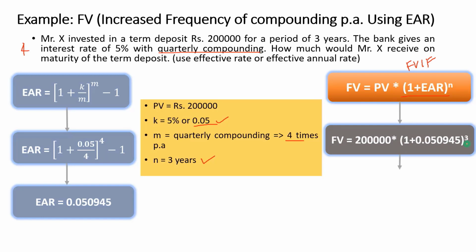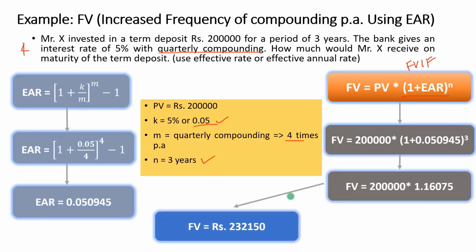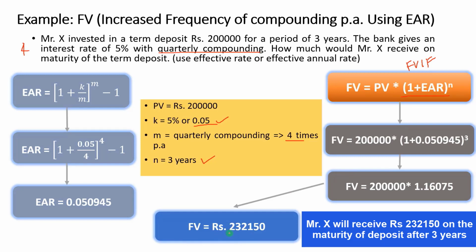Then calculation as follows. Then future value is 2,32,150. The future value of 2 lakhs in this case is 2,32,150. Hope it is clear how to use the effective annual rate in estimating the future value of a cash flow in the case of multiple compounding of interest.